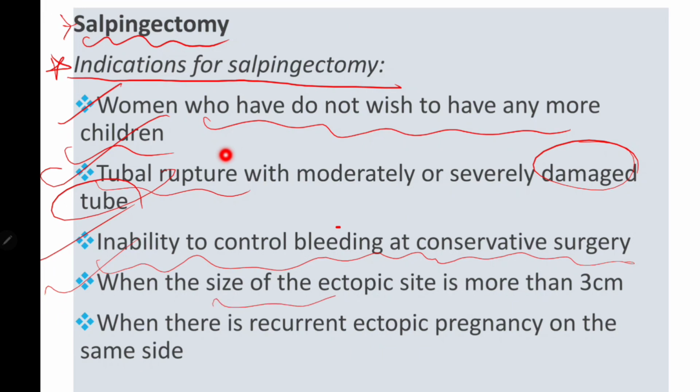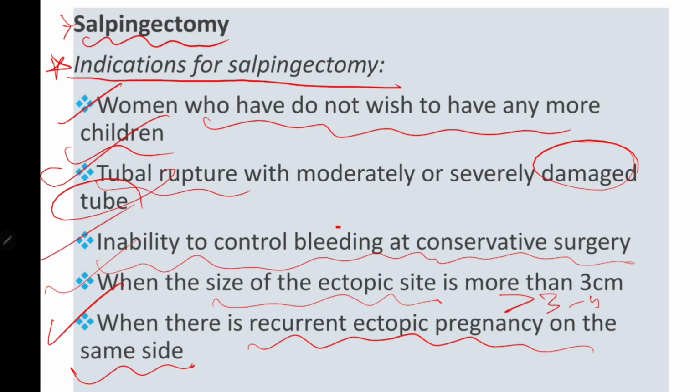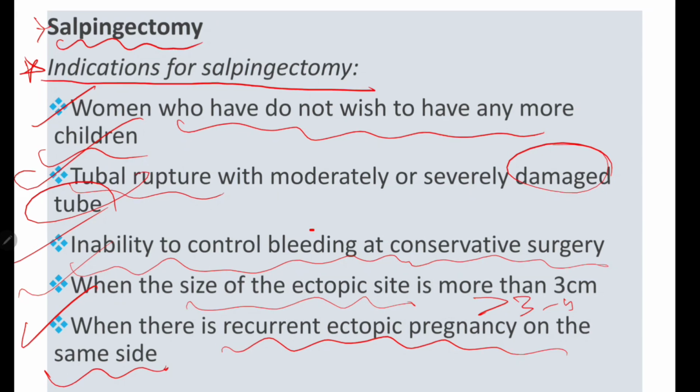When the size of the ectopic is more than 3 to 4 centimeters, then again salpingectomy. When there is recurrent ectopic pregnancy on the same site, we also need to go for salpingectomy. So these are the indications for salpingectomy.